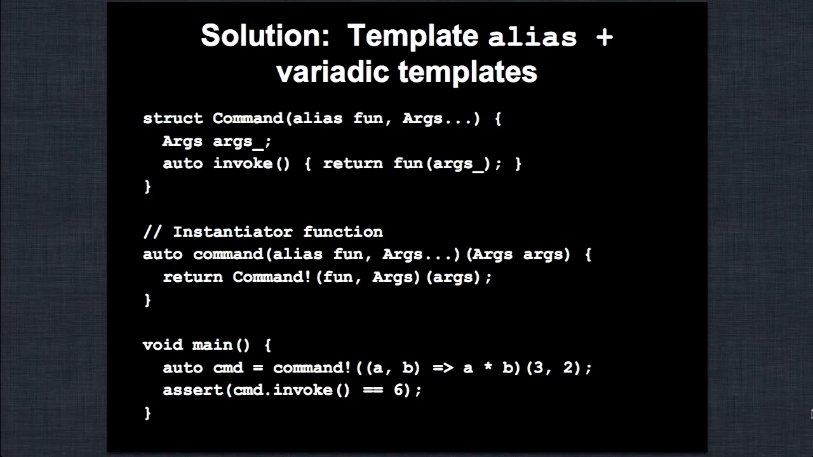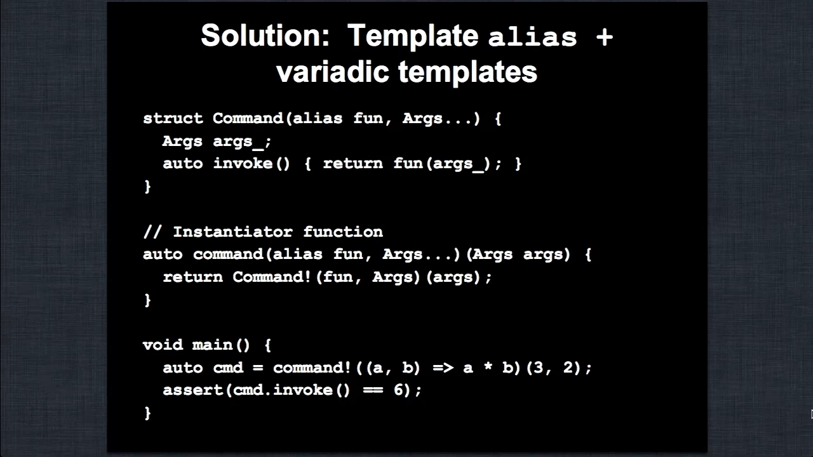Now, its invoke function is not virtual because you can't have virtual functions in structs in D. So it's inlineable. And it simply forwards to the function that's passed in at compile time as an alias with the arguments. Since everything is bound at compile time, invoke is inlineable, and the function it forwards to is inlineable, so there should be zero overhead here. Now, of course, we have an instantiator function for this because nobody wants to explicitly specify all the arguments when instantiating the command object.